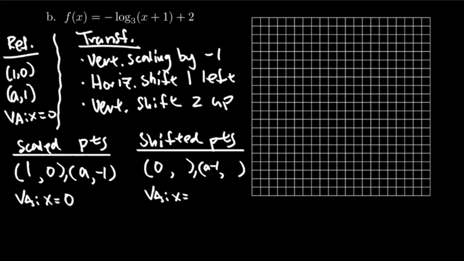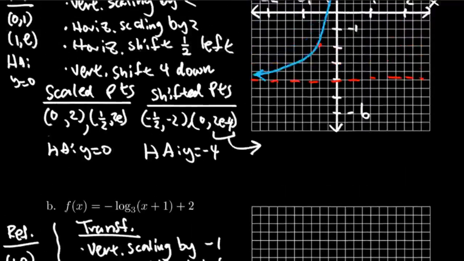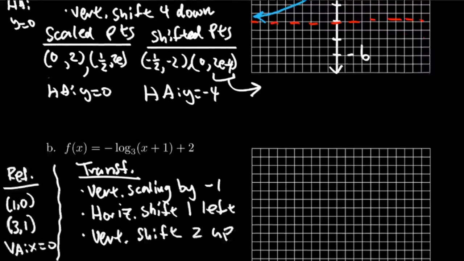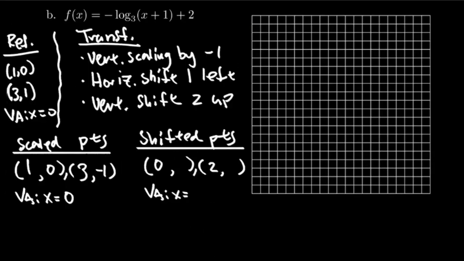Oh, in this case, a is 3. So 3 minus 1 is 2. Wait, did I use a in the previous one too? Hold on, let me check something real fast. Oh yeah, I used the correct number. Sorry. Thought I brain farted.